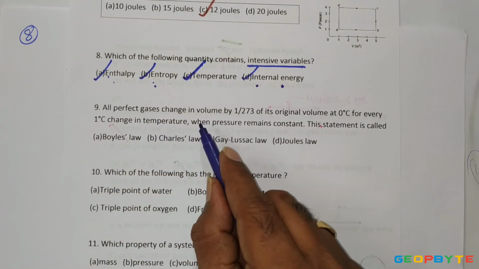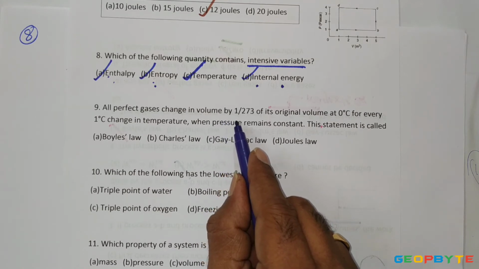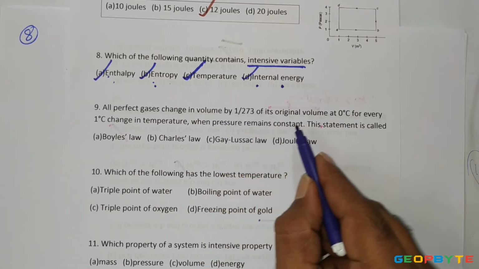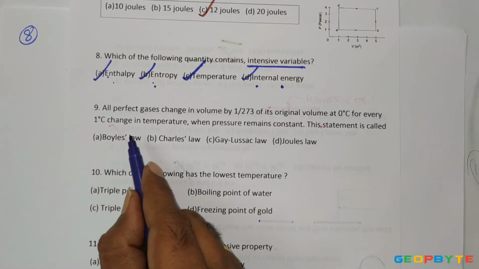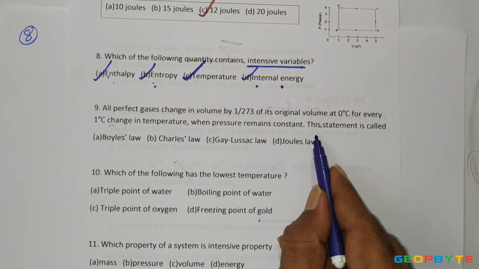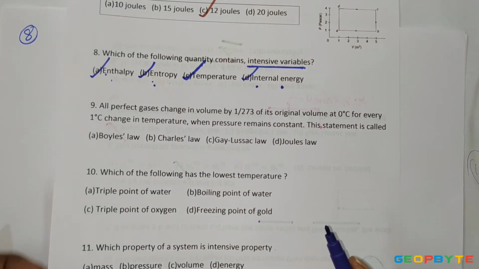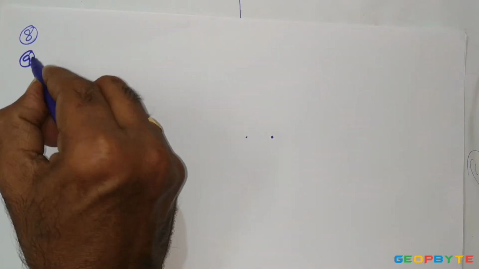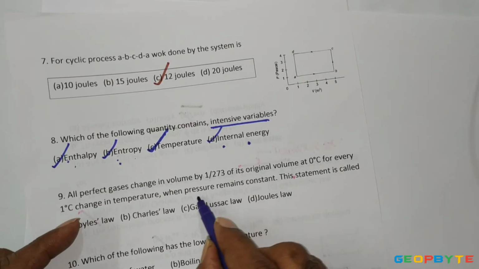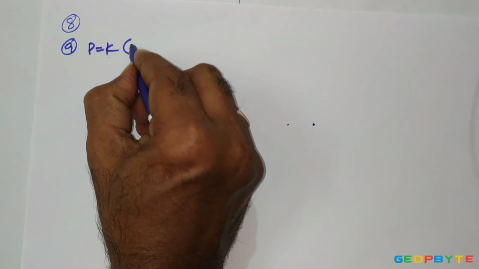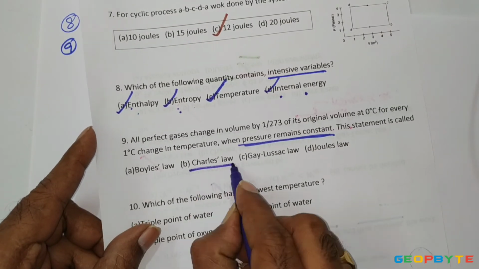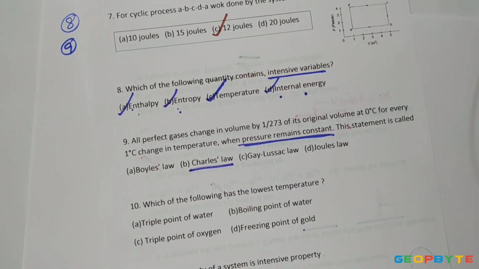All perfect gases change in volume by 1/273 of their original volume at 0 degree centigrade for every 1 degree change in temperature when the pressure remains constant. This statement is called... Yesterday in the last video we discussed that at constant pressure, volume is directly proportional to temperature according to Charles' law. In the last video, we discussed the Charles pressure law and Charles volume law.